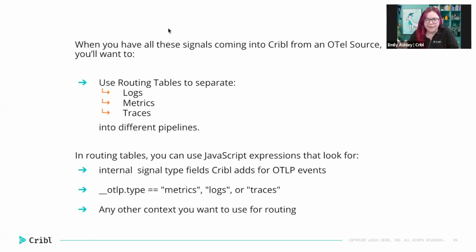So here you'll say OTLP type equals metrics and make that a route, or OTLP type equals logs and make that a route, right? You can include any other context you want to use for routing, such as sending a subset of spans one place or transforming it differently for another place, right?